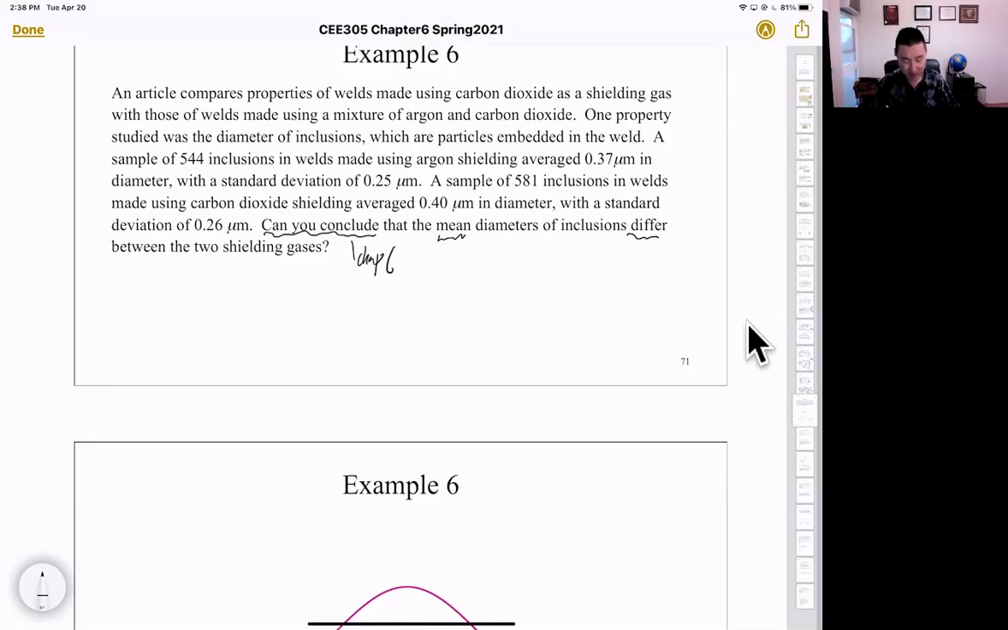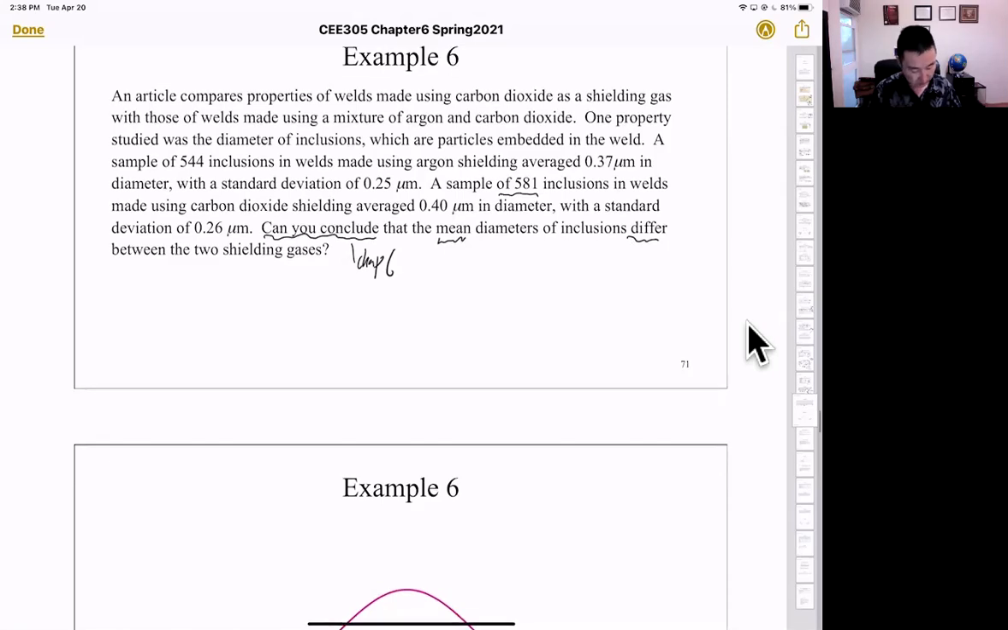Let's say the sample size is large or small. A sample of 581, so a large sample. That tells us that we're going to use the equation from section 6.5. The article compares properties of welds made using carbon dioxide as shielding gas with those of welds made using a mixture of argon and carbon dioxide.